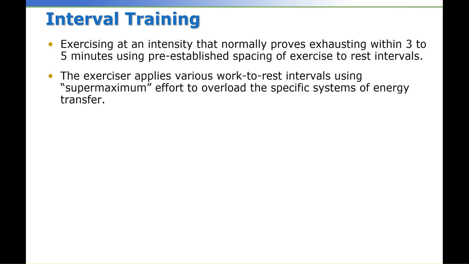One of the things that's been found with this is that you can actually cover more ground in a shorter period of time than, let's say, steady state activity. Plus your lactate in regards to this has not accumulated as rapidly as in steady state aerobic activity.